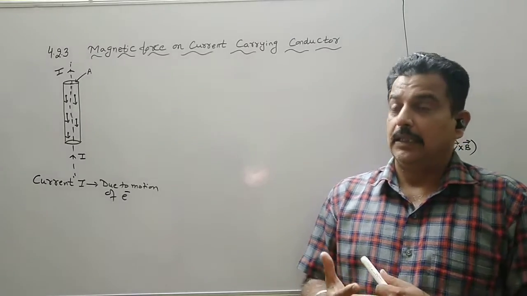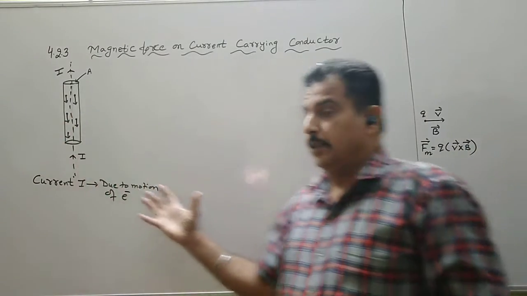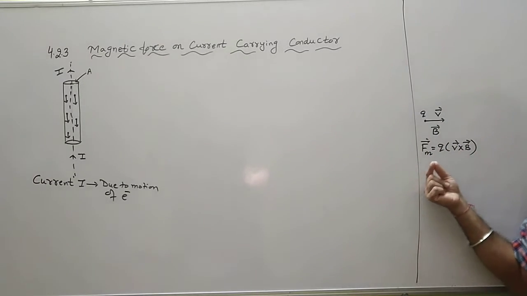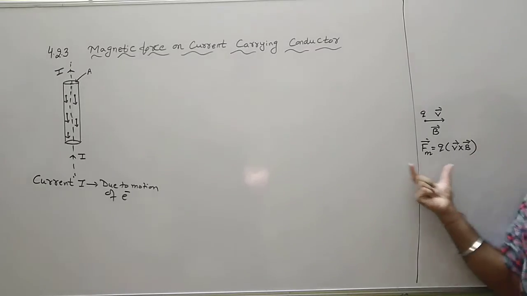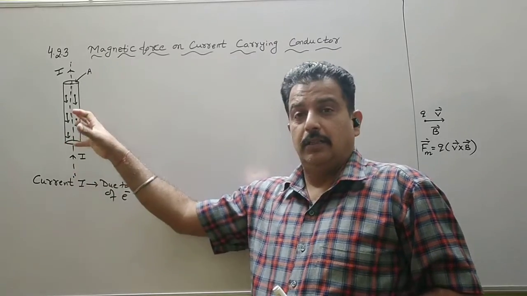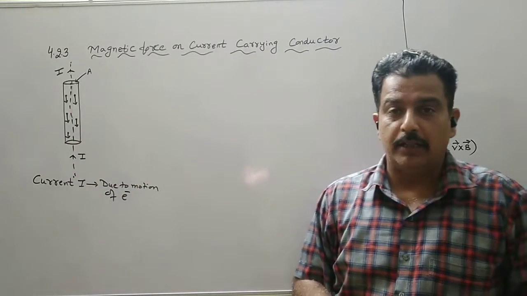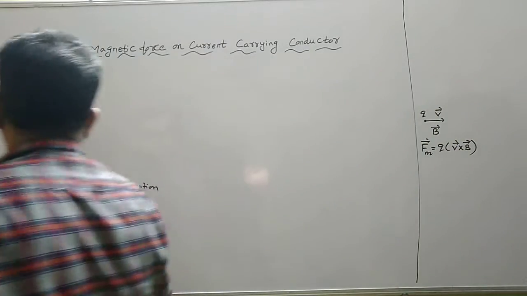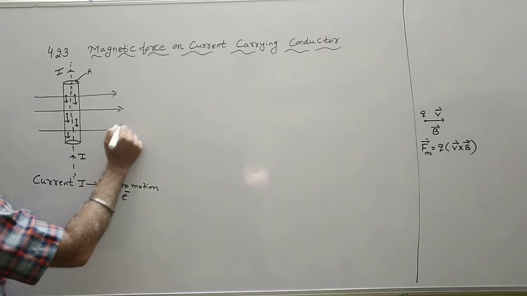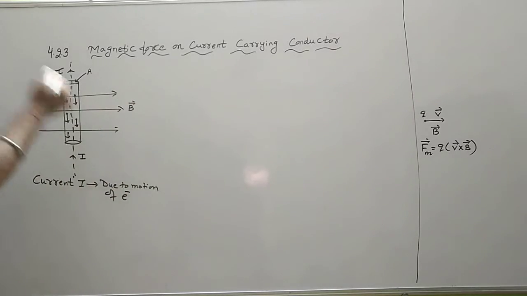So this formula was for, say, one electron moving in a magnetic field. In this situation, there are a number of electrons moving in a magnetic field. Let us assume that the magnetic field is along the x-axis. So let us consider this situation. Now I have to find out the resultant force acting on this wire.